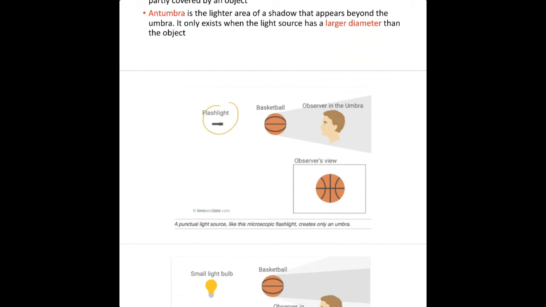Imagine that you have a flashlight and a basketball, and that you are here, an observer, standing in the umbra, the shadow of the ball. What you see then is the observer's view. You can only see the basketball because the light source is smaller than the object that is blocking the light rays. So we have a punctual light source, and this creates only an umbra. The gray shaded part here is the umbra.